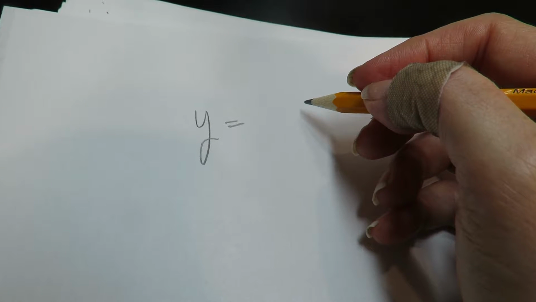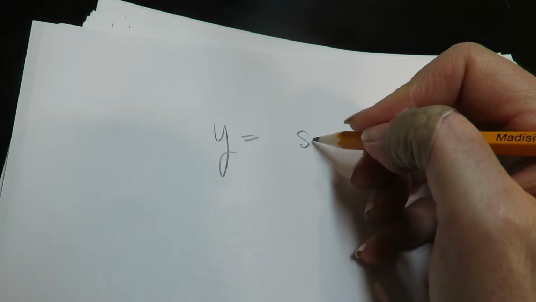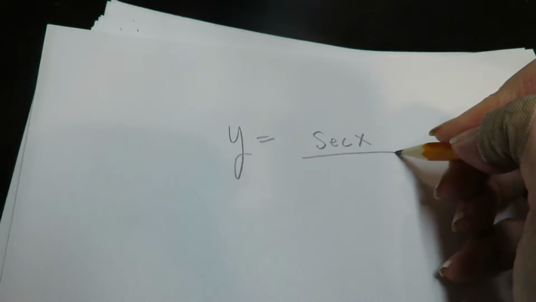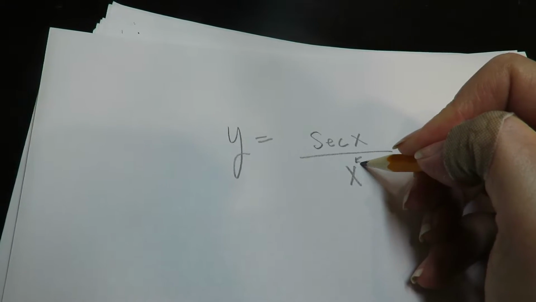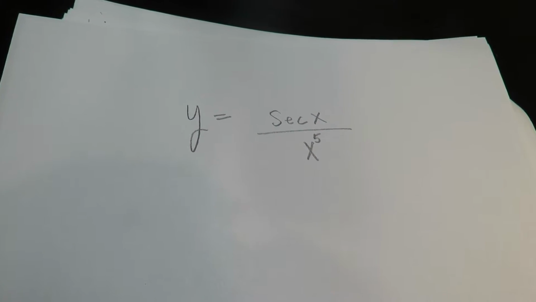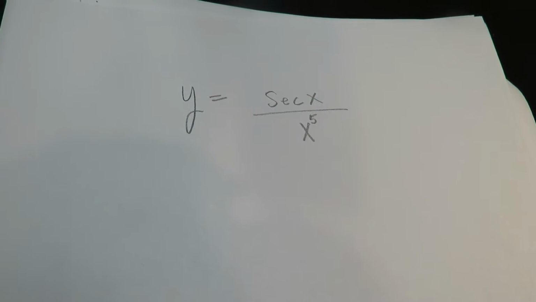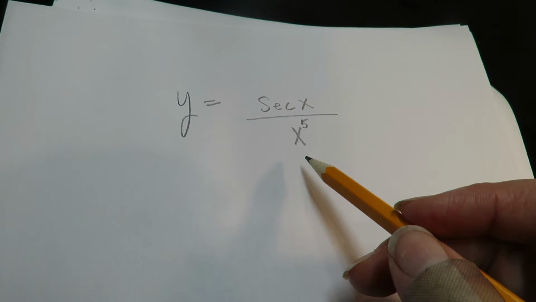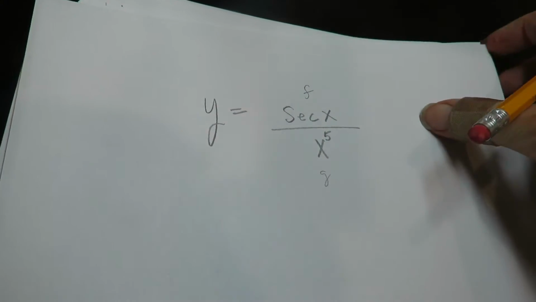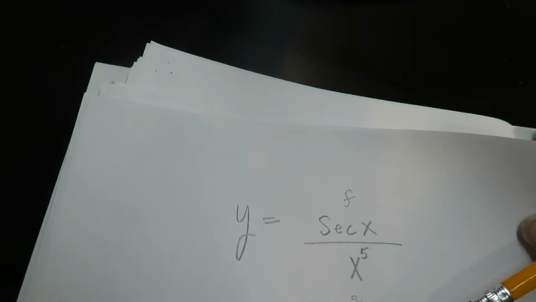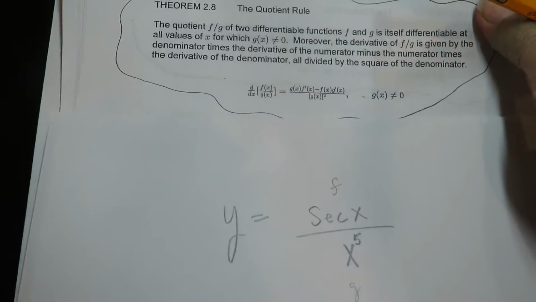Alright, what function have we not fiddled with yet? Secant of x over, let's do x to the 5th. Alright, don't outsmart me and bring it up, because I know you guys are really smart. Leave that guy down there, we're doing quotient rule, alright? So this is f, this is g. For some of you, you may still want to see the pattern as you learn it. Let me make it visible.